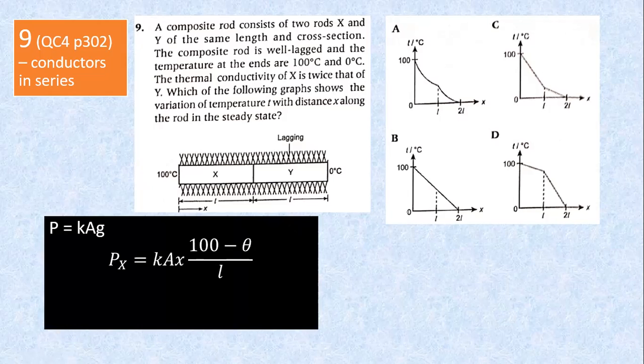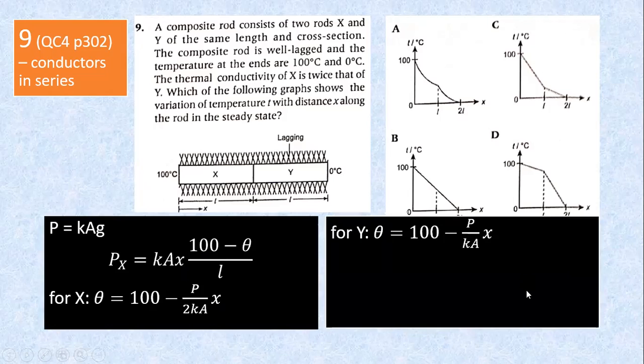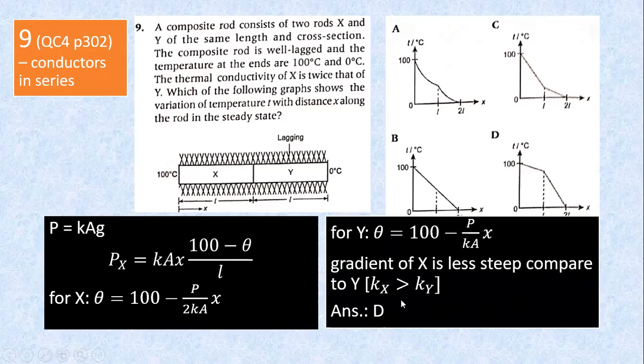100 minus theta over X. We are just using the same formula, or straight away go to the gradient. You are told that X is twice, so it will be less steep. You are right, donkey. No need to go so much there. Less steep, that's all. Greater conductivity, less steep. That's the gradient. Use the gradient. No need to do so much calculation. Objective one, you just need to know what your gradient is.